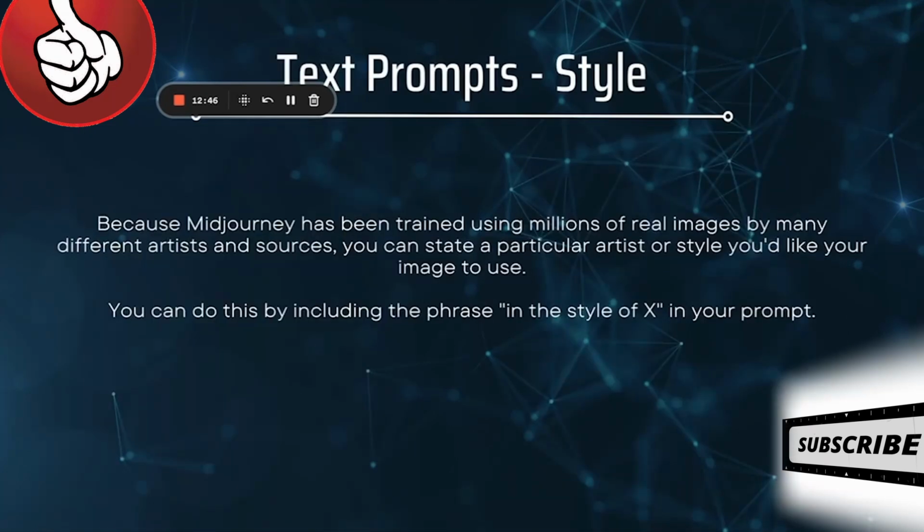Text prompts. Let's talk about style. Because Midjourney has been trained using millions of real images by different artists and sources, you can state a particular artist or style you'd like your image to use. You can do this by including the phrase "in the style of X" in your prompt. So obviously the X, you're going to replace that with whatever the style is.